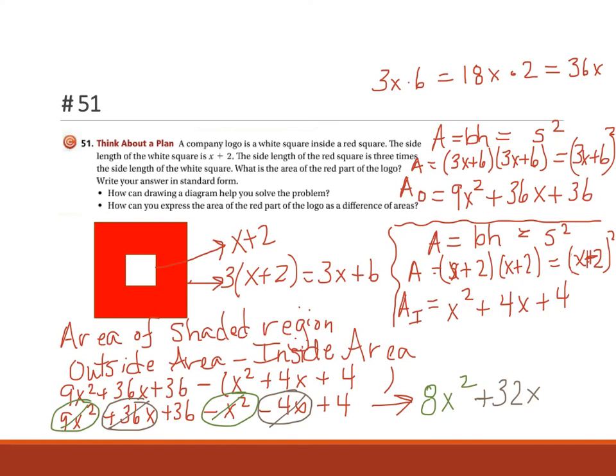oh, and it should be a negative 4. I'm sorry. So let's erase that. Fix that. I bet some of you saw that and you almost told me or wanted to tell me. Okay, so let's put a negative there. So 36 and negative 4 would be positive 32. So I now have an expression for the red part of the logo. And that's what I was looking for, was the expression.